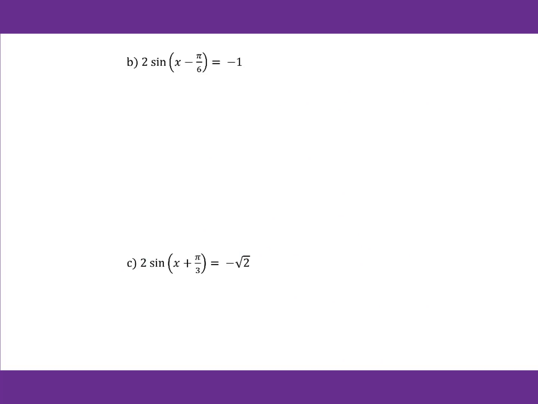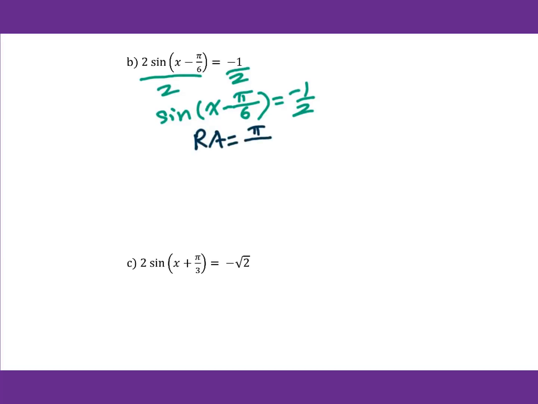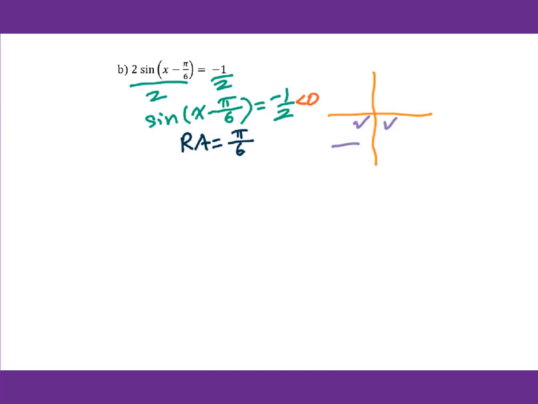Now let's go to B. First of all, this is still a linear pattern, so we need to divide both sides by 2. You will get sine (x minus pi over 6) equal to negative 1 over 2. Then your reference angle will be pi over 6, because sine 30 equals 1 over 2. Then we go to the diagram. Sine equals negative, that means third and then the fourth quadrant. Therefore, you got 7 pi over 6 and 11 pi over 6.